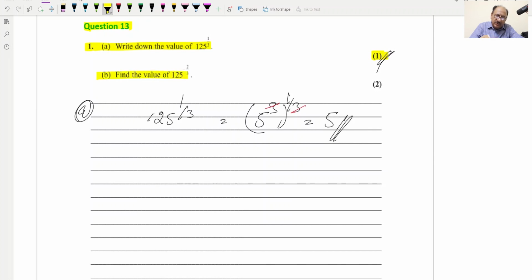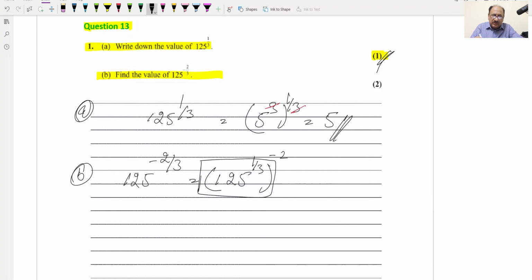Now the B part says find the value of this. In the B part we can write 125 raised to the power minus 2 over 3. So we can write 125 as 5 cubed, or we can rewrite it in this format: (125 raised to 1 by 3) whole raised to the power minus 2. This inner portion we have already calculated in the A part, and this answer is basically 5.